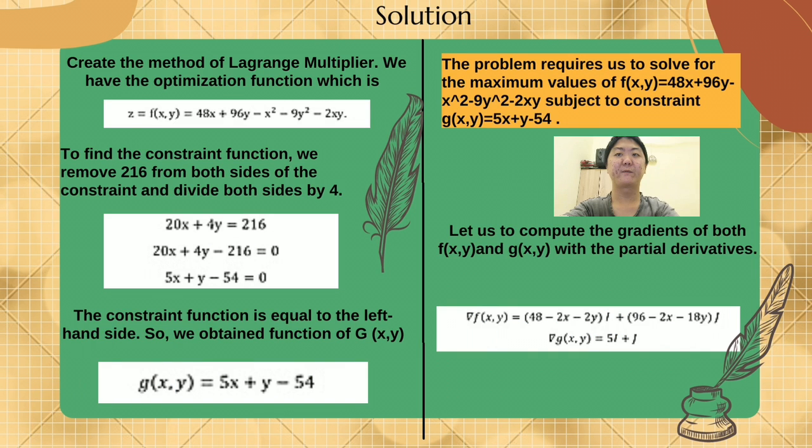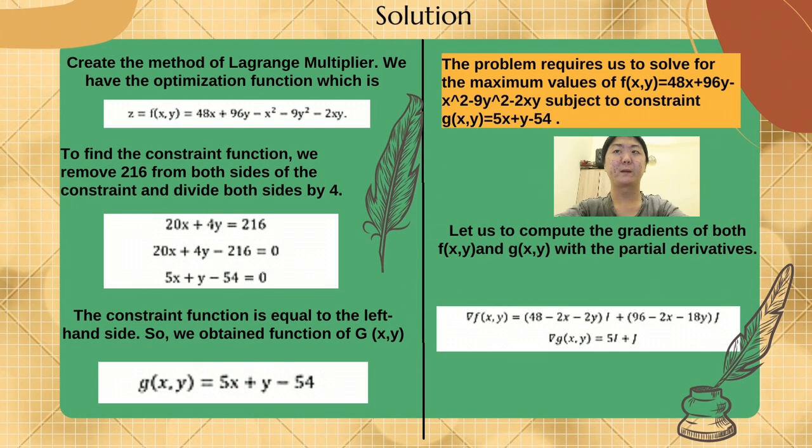To solve this question, first we use the method of Lagrange multipliers, where we have the optimization function z equals f(x,y) equal to 48x plus 96y minus x squared minus 9y squared minus 2xy. To find the constraint function, we subtract 216 from both sides of the constraint and divide both sides by 4, and we get 5x plus y minus 54 equals 0. The constraint function is equal to the left hand side, so we obtain the function g(x,y) equal to 5x plus y minus 54.